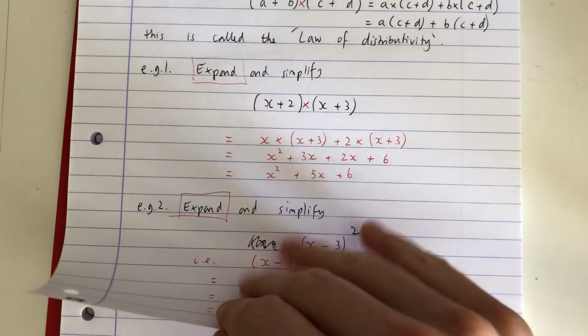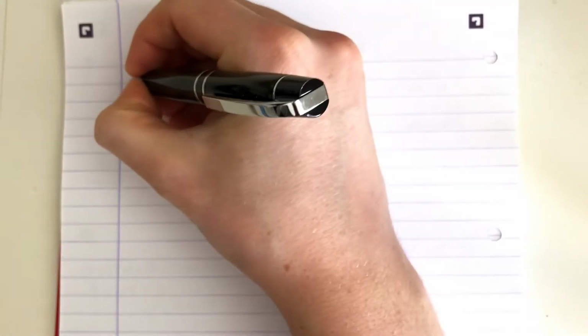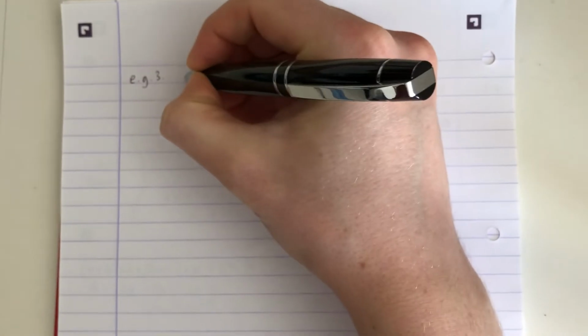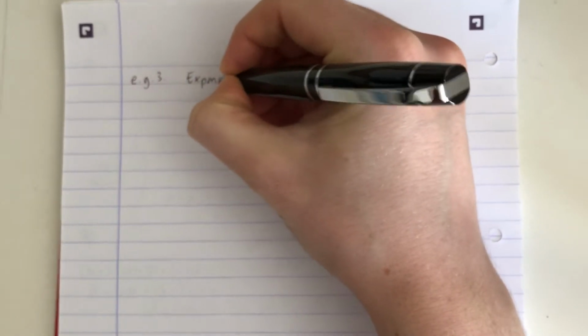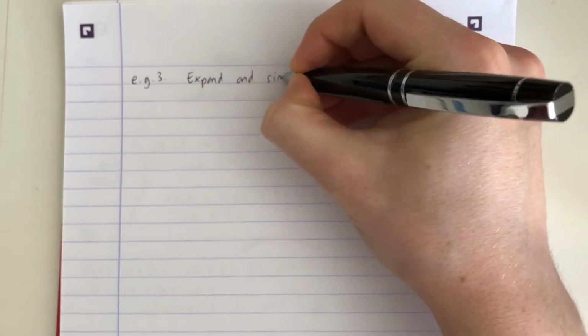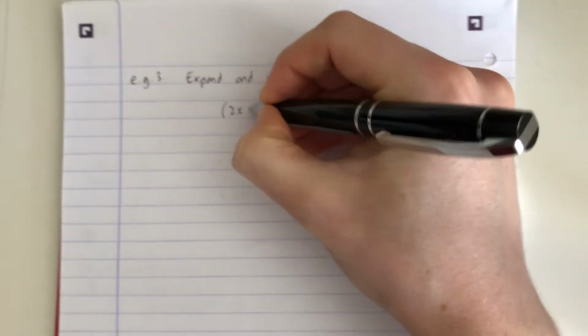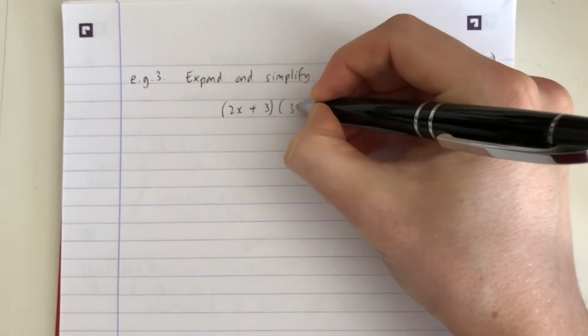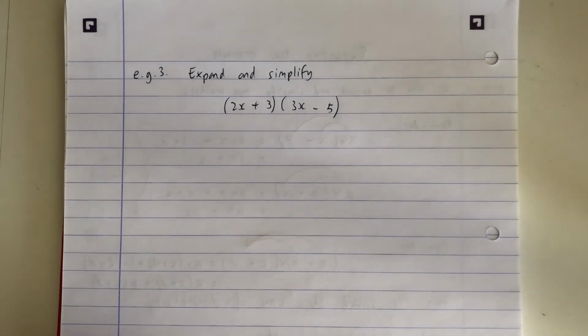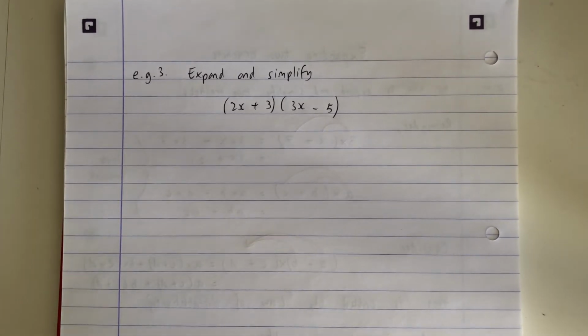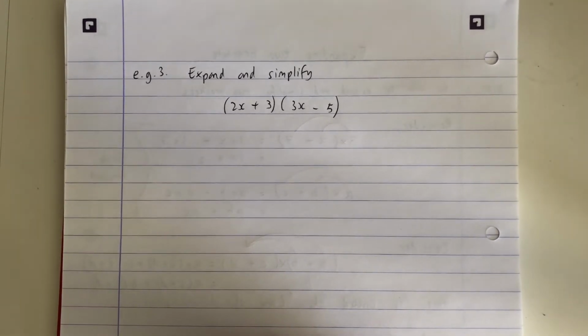Now, something where there's no shortcut is, for example, number 3. Expand again and simplify. 2x plus 3 brackets 3x subtract 5. Now this is a lot more complicated, and there's no shortcut to do this, unlike the previous two, but the method is exactly the same.